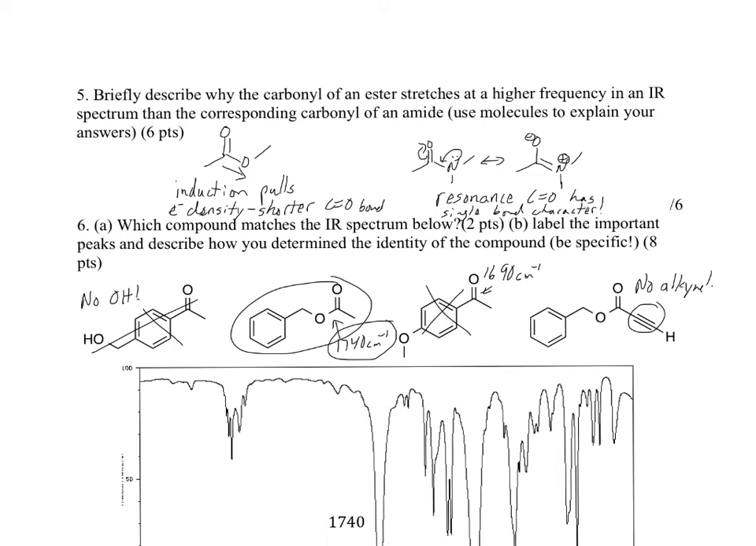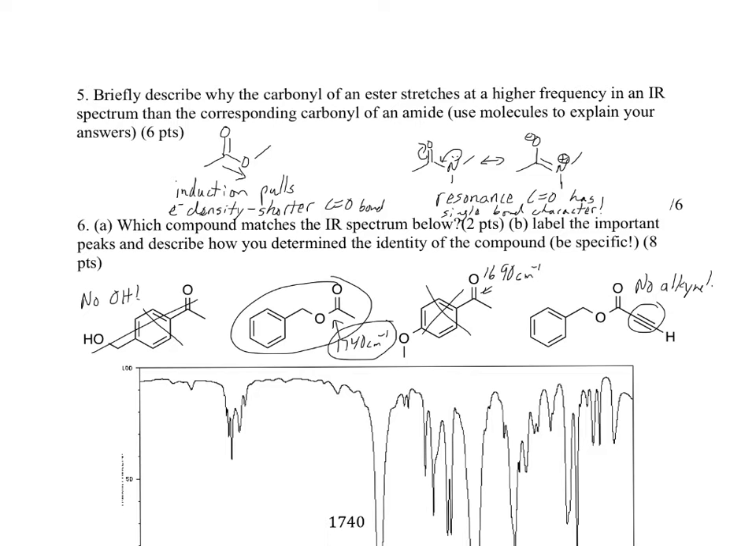Nitrogen is less electronegative than oxygen, so it's more likely to do resonance, so it's more likely to donate its lone pair. Because of that, this C double bond O has some single bond character. If you have single bond character, you'll have a lower frequency, right? Because of that single bond character from resonance in this case, you have a lower frequency, right?